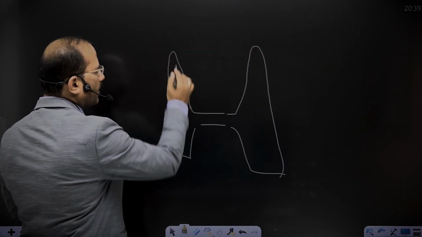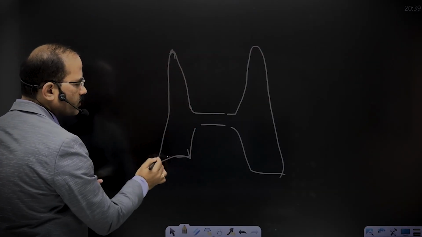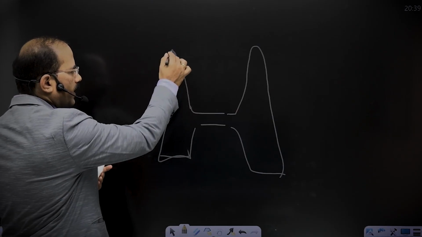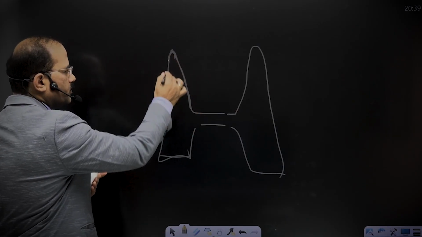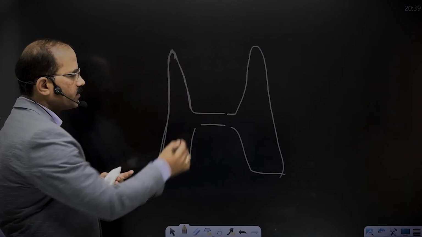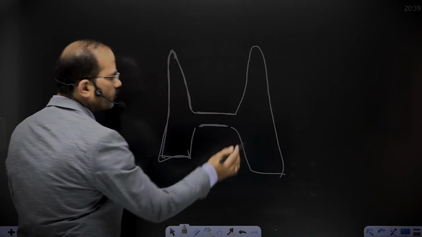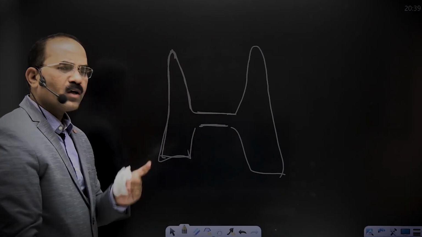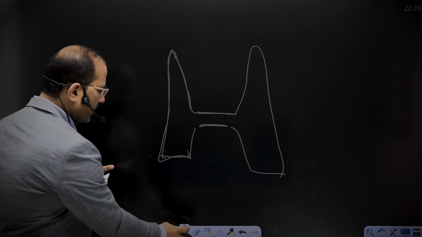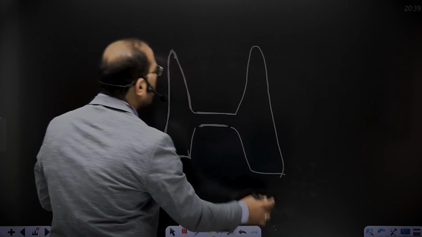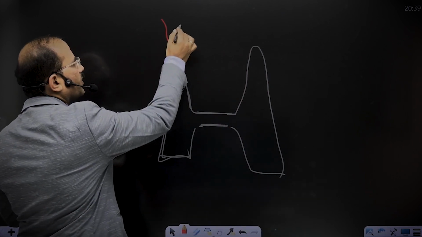Right, so this is the apex, that's the base of the lobe. This is the anterior border of the lobe. This is the posterior border of the lobe. This is the isthmus, that's the superior border, inferior border, right? Now, what are the arteries supplying the thyroid gland? The artery comes from above. This is the superior thyroid artery.